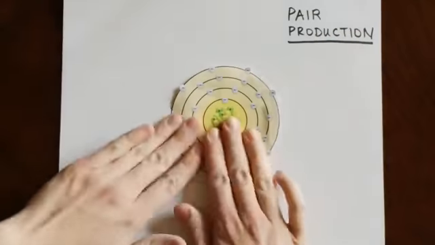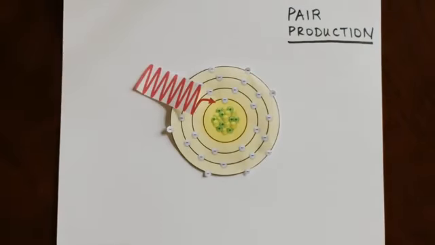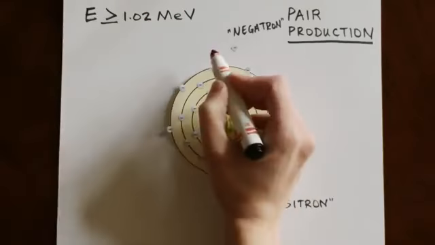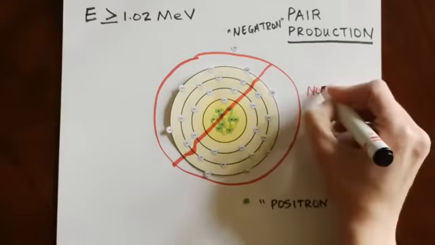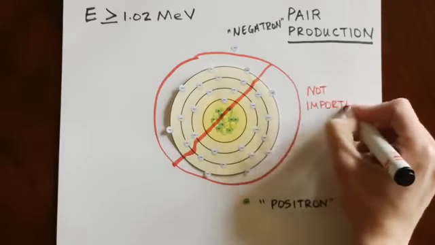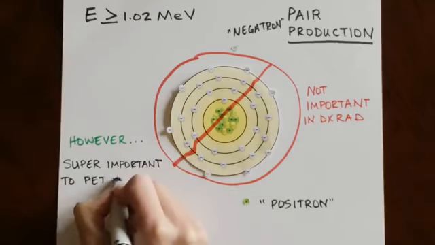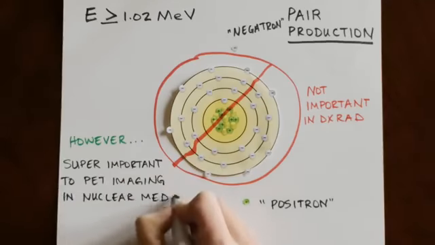field. In this interaction, the X-ray photon disappears, and a pair of electrons appear, one positively charged, called the positron, and one negatively charged, called the negatron. This is why this interaction is called pair production. Since the energy of the X-ray photon must be at least 1.02 mega-electron-volts, this interaction is unimportant in X-ray imaging. It does, however, have great importance to positron emission tomography, or PET imaging, in nuclear medicine.